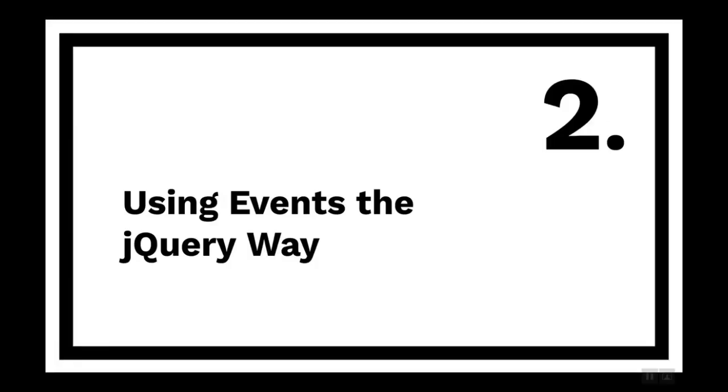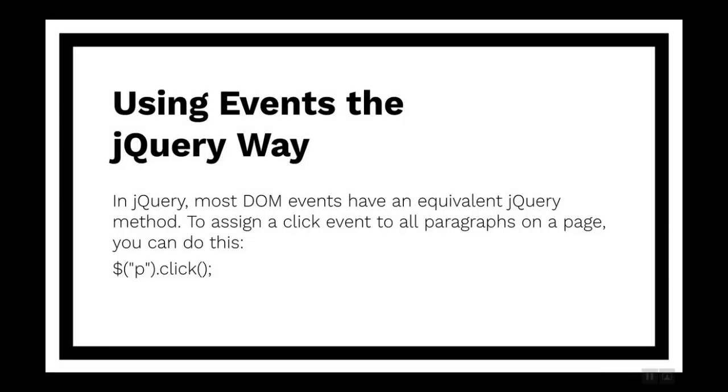Using events the jQuery way is somewhat similar to what we have been doing in JavaScript. Consider this example for a while. We have a paragraph tag that has been selected, and we have attached a click event to all the paragraphs on the page. That means whenever the user clicks on any of the paragraphs on the page, a click event will be raised.